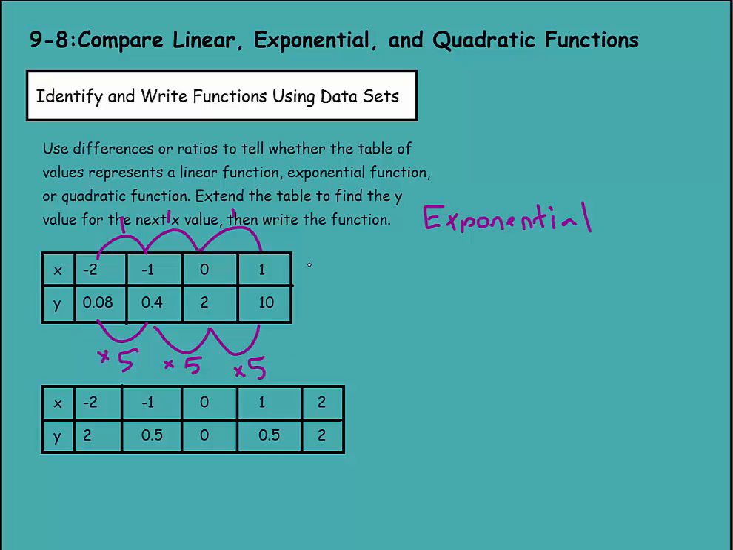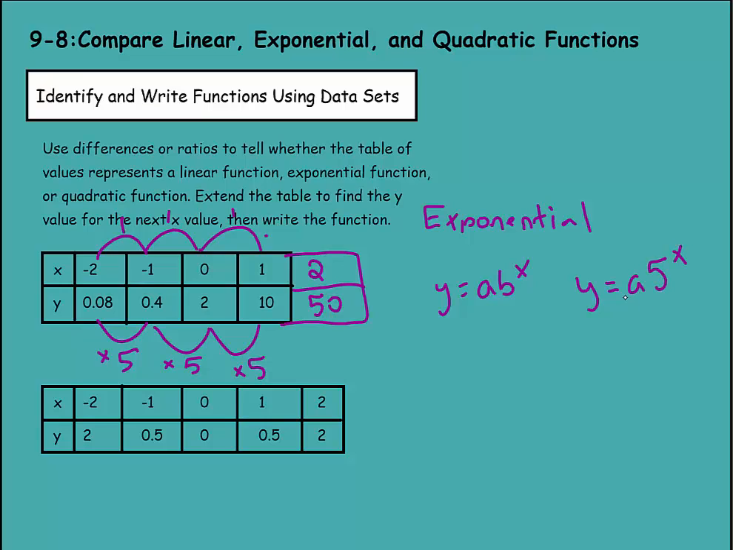So if we're going to extend this table one more time, we'd say x would be 2, multiply 10 times 5, that would be 50 for our y value. If we're going to write this function then, we know that y equals a times b to the x power. And since we're multiplying times 5 every time, b must be 5. So y equals a times 5 to the x.